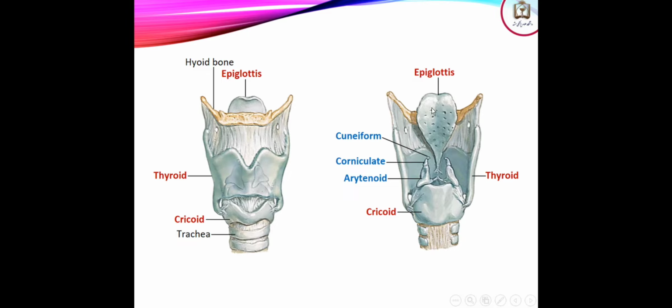Look at here. Here is the epiglottis. As you see, its lower part is narrow and is considered its stalk. Here is the stalk of the epiglottis, and as you see, it attaches to the posterior surface of the thyroid angle by a ligament. This ligament between the thyroid and epiglottis is called the thyroepiglottic ligament.